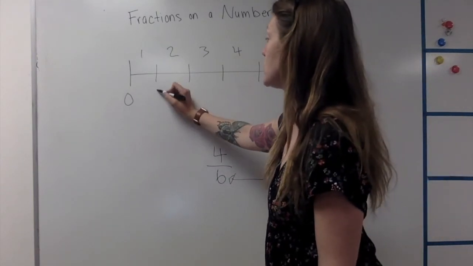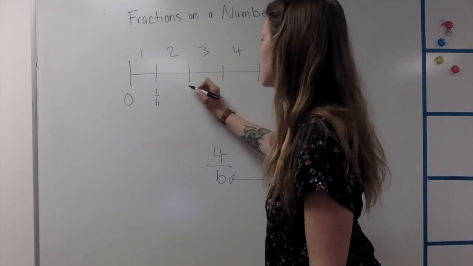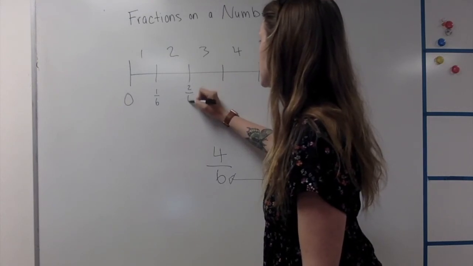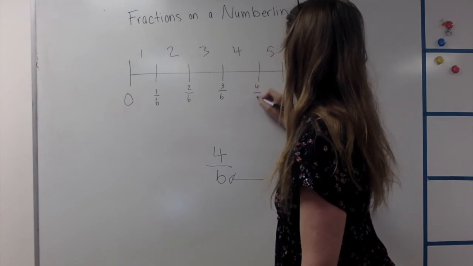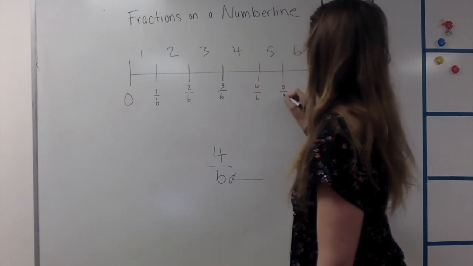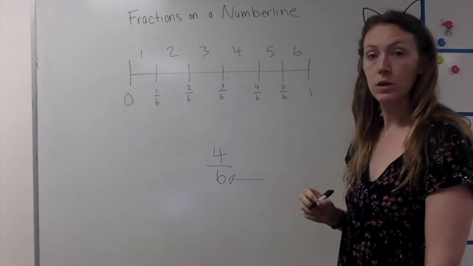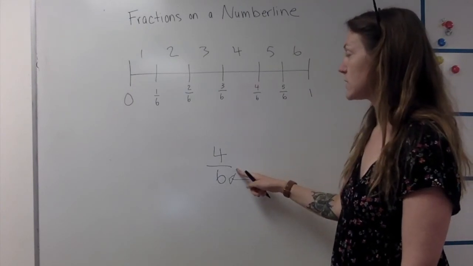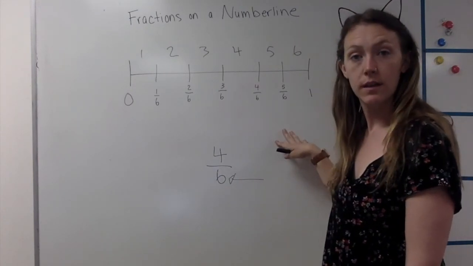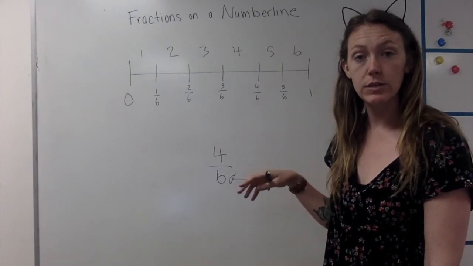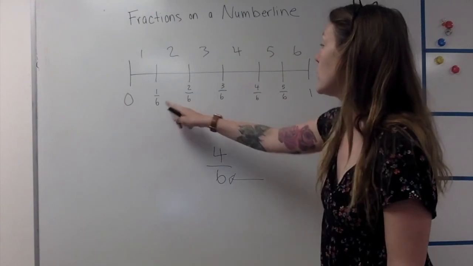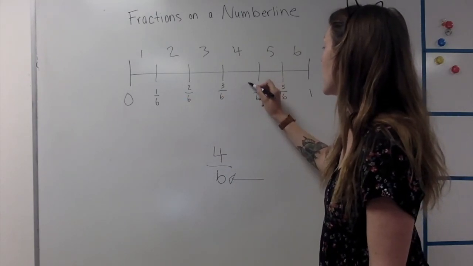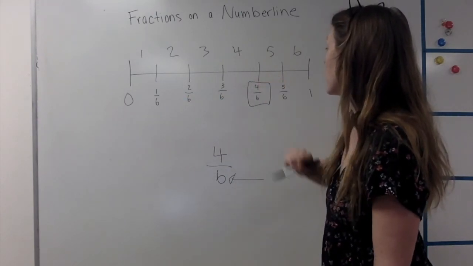So 0 to 1/6, 2/6, 3/6, 4/6, 5/6. So 4/6 on a number line that is broken into 6 equal parts will be at the 1, 2, 3, 4th line right there.